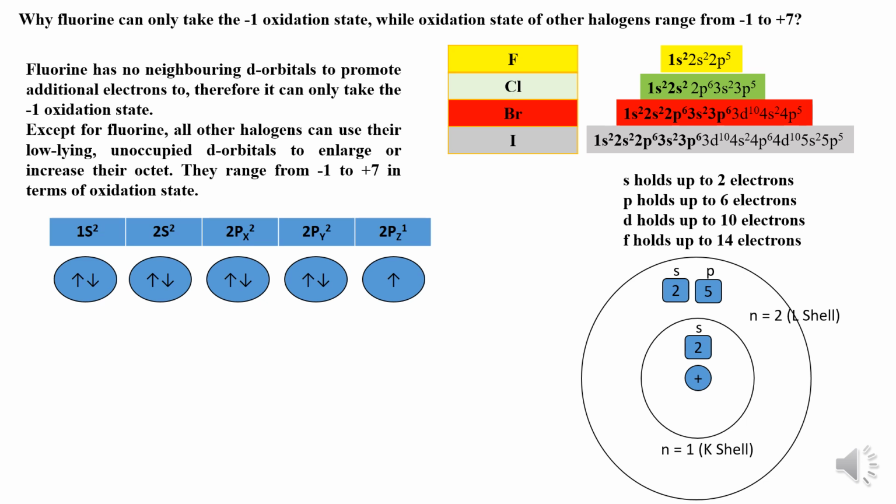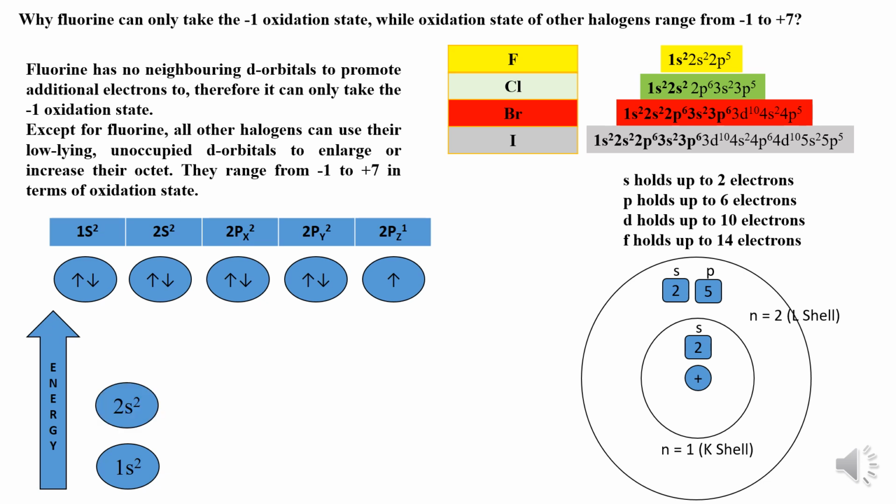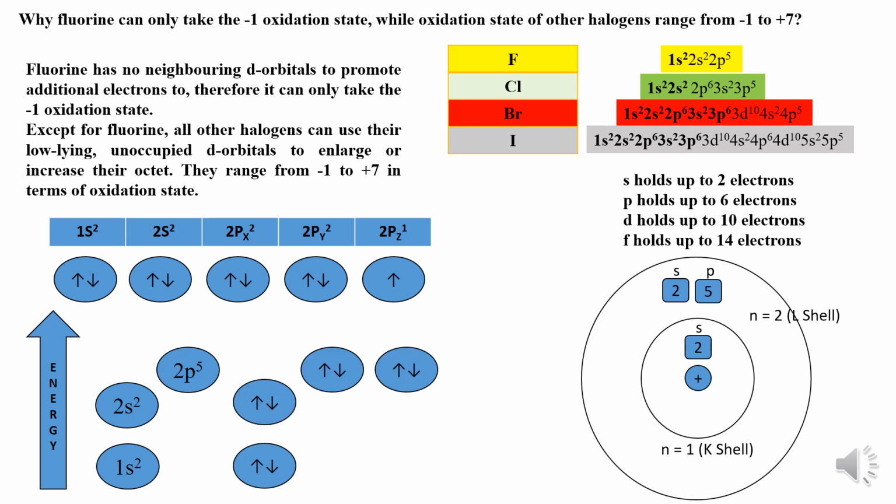It needs one more electron, and this will be the driving force for the fluorine to act as a powerful oxidizing agent. And talking about the energy level diagram, low lying orbitals, or the low energy orbitals, are filled first. So 1s2, 2s2 and 2p5. Here is the distribution of electrons in the respective orbitals.